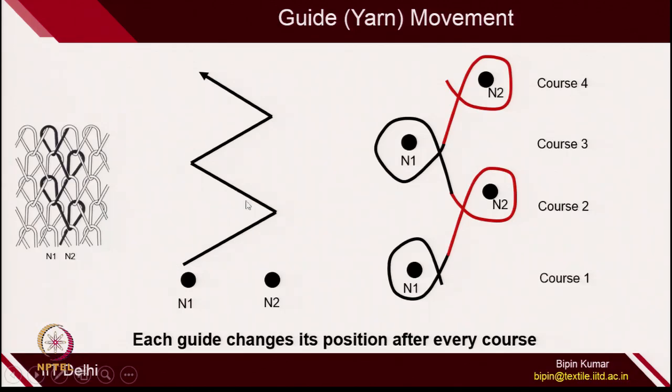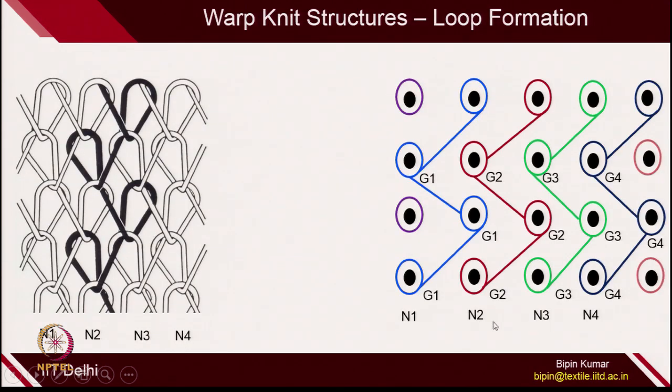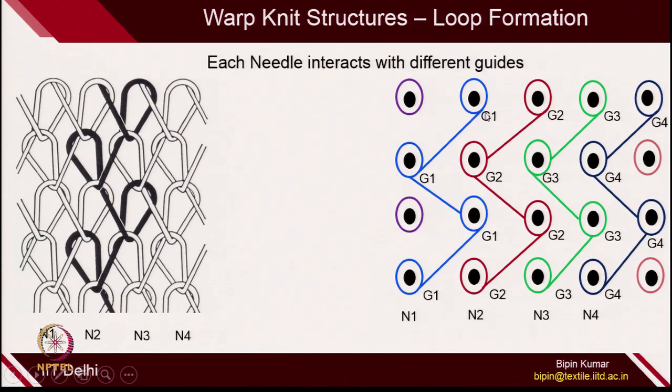So, in the previous slide your observation was with one guide. One guide is moving to two different needles in the entire fabric structure, and in this particular slide each needle is interacting with two guides. Okay. So, these two observations are very important.